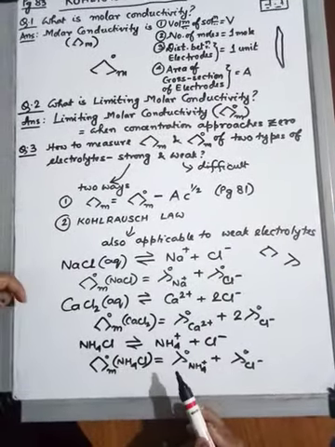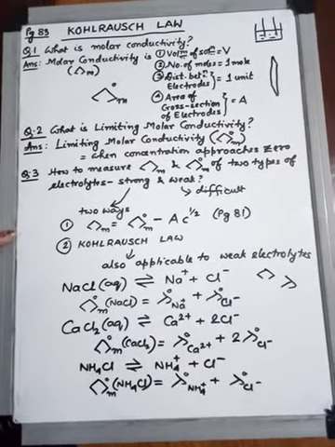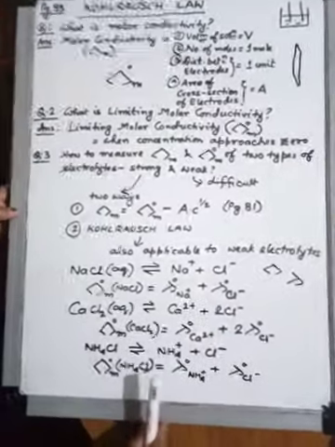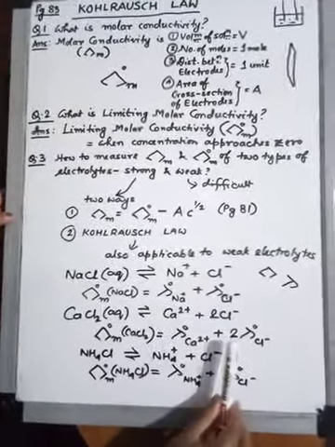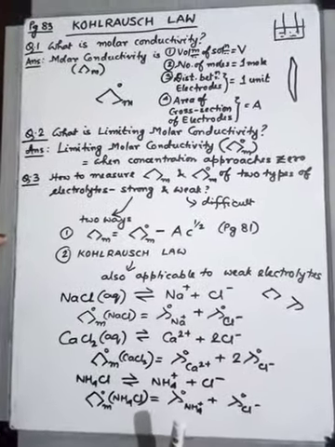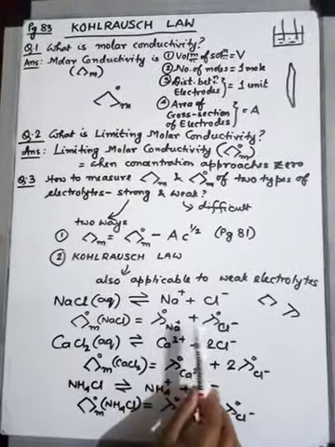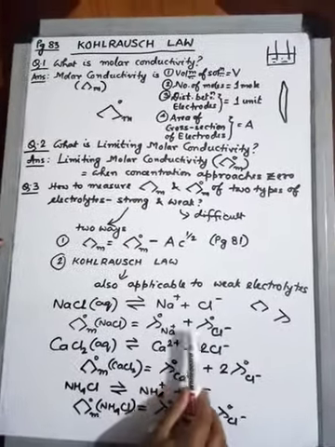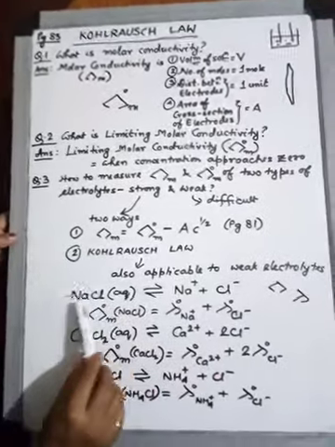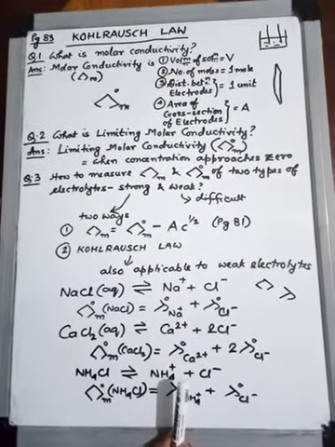This is what Kohlrausch has said, that limiting molar conductivity of an electrolyte can be represented as the sum of the individual contributions of the anion and cation of the electrolyte. So individually we will calculate the limiting molar conductivities, and that will be the total of the entire electrolyte. So that is the way of calculation.